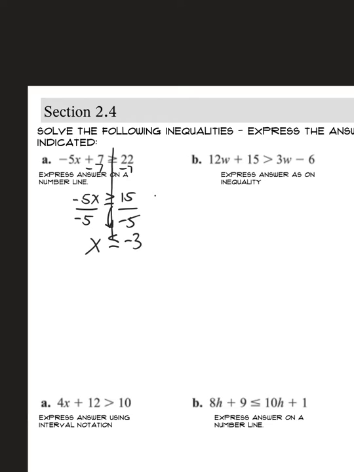And there's my answer. This is expressed as an inequality right now, but if I was going to make this on a number line, I would make a number line that has -3 on it, because that's kind of important. I'll put a couple other numbers. It's going to have to be a closed circle, because it says equal. And this is all the numbers that are less than or equal to -3, so my arrow is going to point this way. There we go.